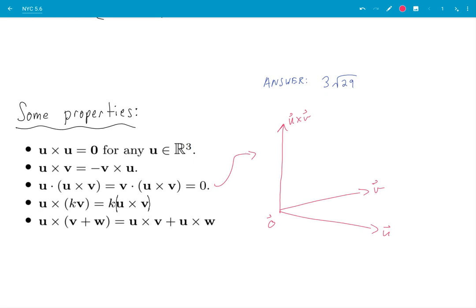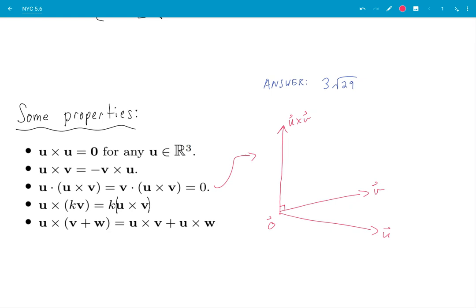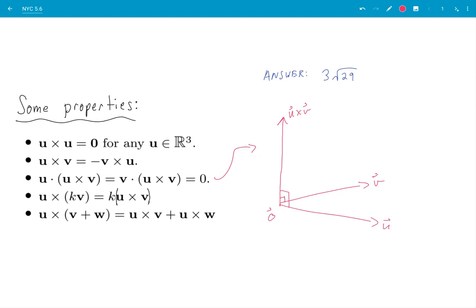Now, this is forming a right angle with v, and it's also forming a right angle with u. That's what is being said with this guy right here. So I described the right-hand rule. You may want to look this up, or rewind the video. It tells you which direction. It tells you that u cross v is going up in this case and not down.